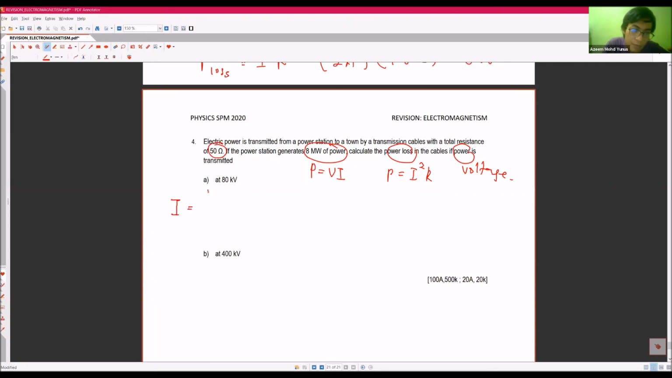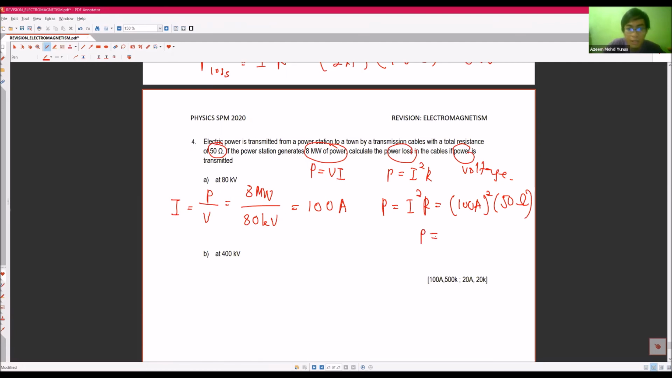Again, the first step is to find the current by using the 8 megawatt and 80 kilovolt. In this case, we cannot cancel the mega and kilo, but basically mega divided by kilo becomes kilo. But you can just put that into the calculator. 8 mega, 8 shift 7, divided by 80 kilo, 80 shift 6, becomes 100 ampere. So then we can calculate the power loss. 100 ampere squared times 50 ohm. The power loss is 500,000 watt or 500 kilowatt.